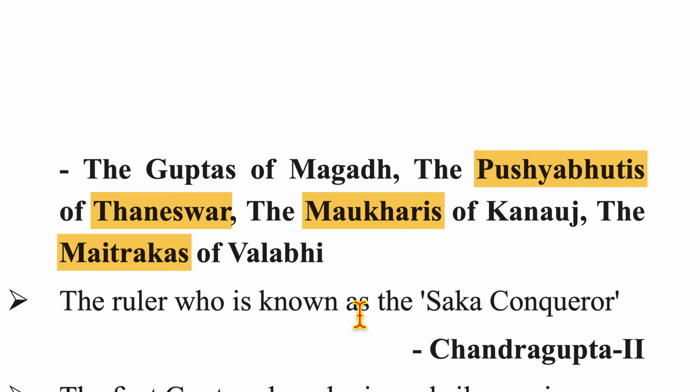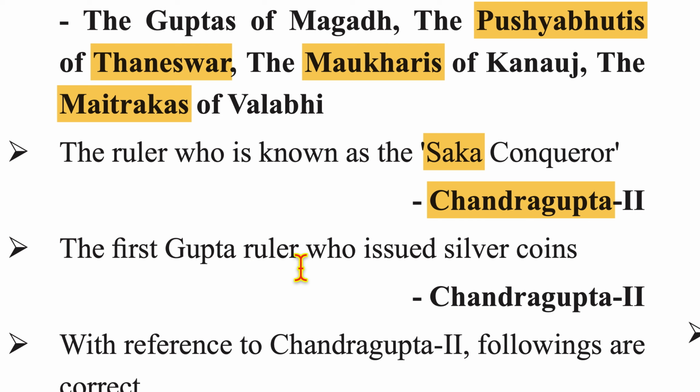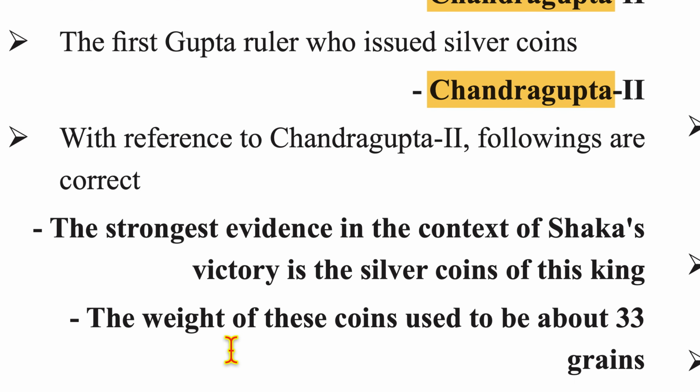The ruler who is known as Saka Conqueror is Chandragupta II. The first Gupta ruler who issued silver coins was Chandragupta II. With reference to Chandragupta II, following are correct. The strongest evidence in context of Shaka victory is the silver coin of this king. The weight of these coins used to be about 33 grains.